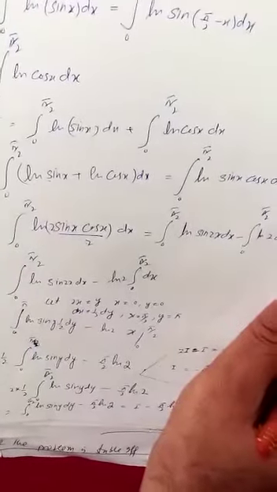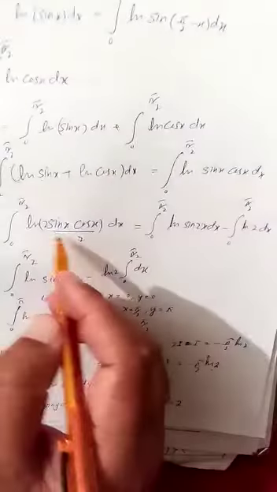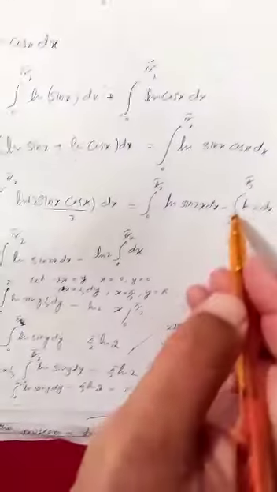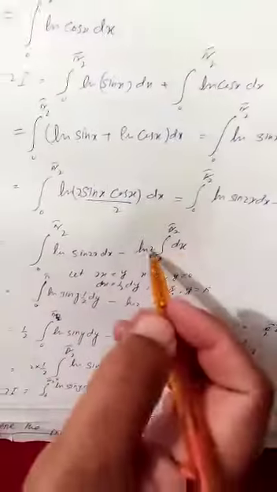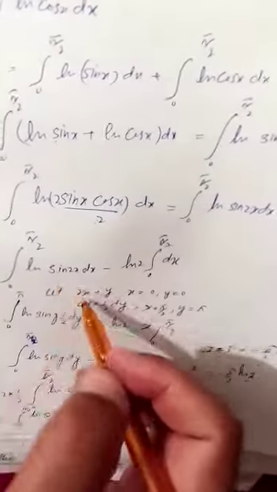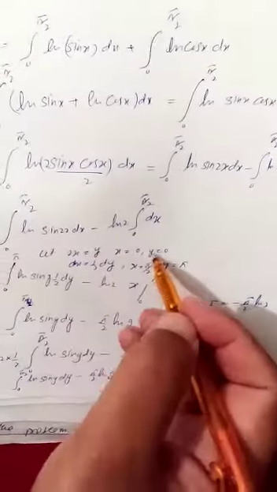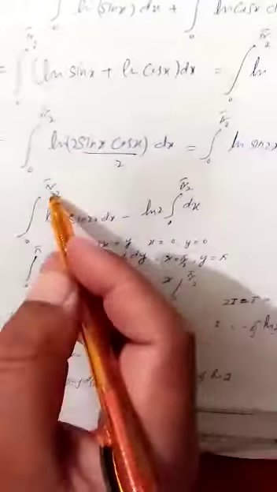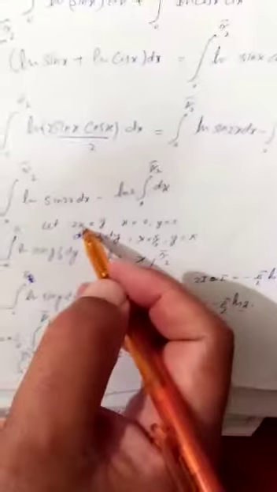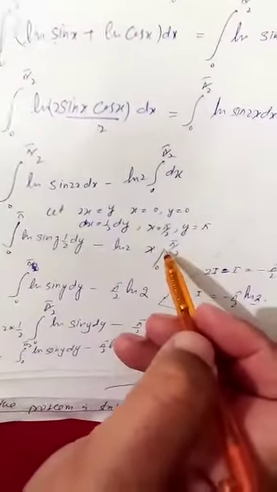Now applying the log formula, this is natural log of sin 2x, and this is minus natural log of 2, and applying the integral. Now this is a constant, taking it out, and this is natural log of sin 2x. Using substitution, 2x is equal to y. When x is equal to 0, y is equal to 0. When x is equal to pi by 2, y is equal to pi, putting here.